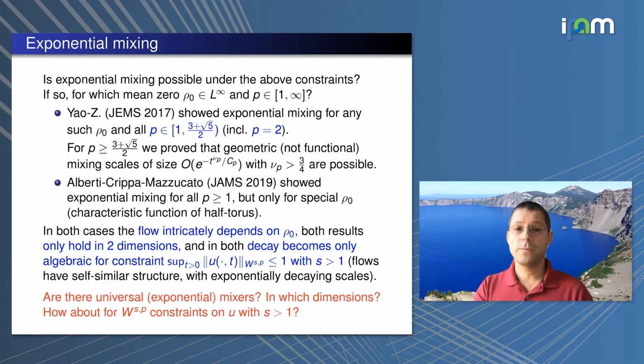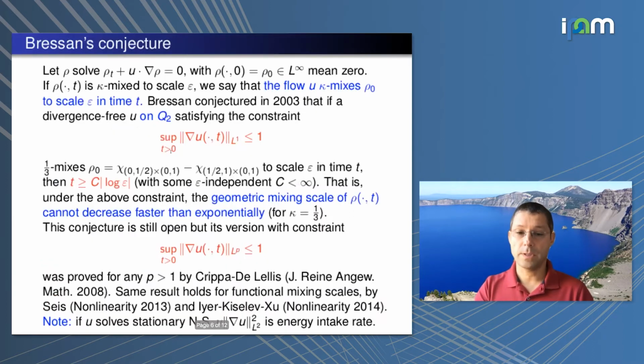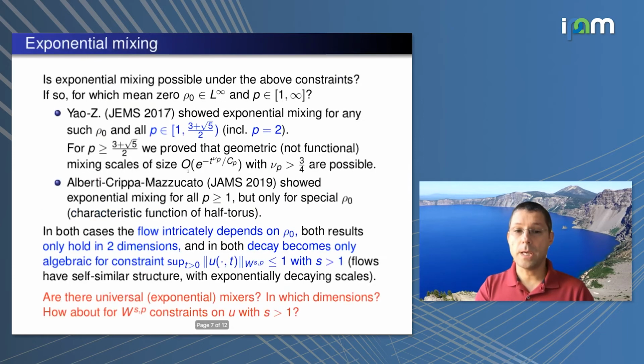Let me mention a few results that have been obtained recently when it comes to this exponential mixing. There was a paper of myself with Yao and another paper of Alberti, Crippa, and Mazzucato. These are the years when they were published; they were written earlier. With Yao, we show that if you take any initial datum, then you can find a flow that does mix it exponentially, and the flow satisfies the constraint from the previous slide for any p between 1 and this number, which is the golden ratio plus 1. So that includes, for example, p equal 2 as well.